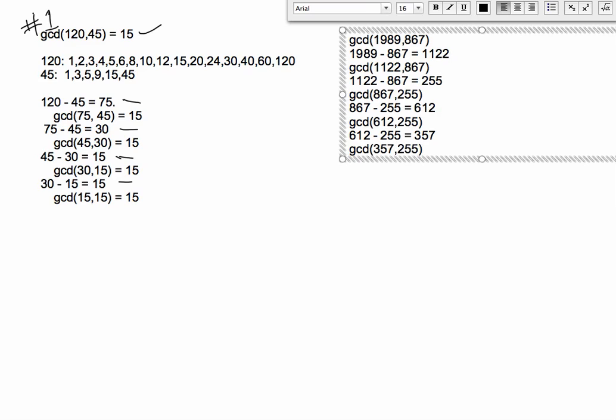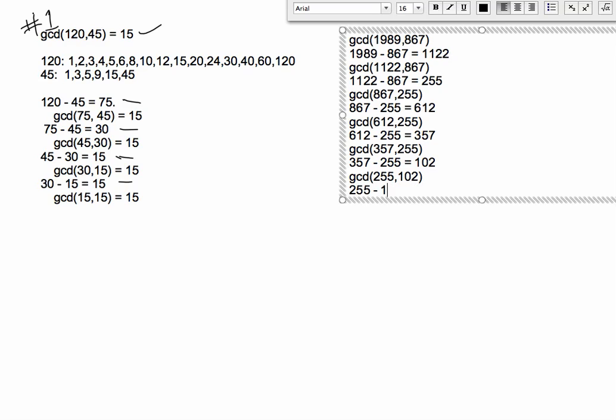You know, still not knowing that one, so let's just do it again. 357 minus 255 is 102. Okay, we're getting there, but I still don't know the GCD off the top of my head. But I do know some factors of 102, for example, so that's always nice. Okay, so now 255 is finally the bigger one, so it goes first. Again, we'll subtract 102. 255 minus 102 is, what is it? It is 153.